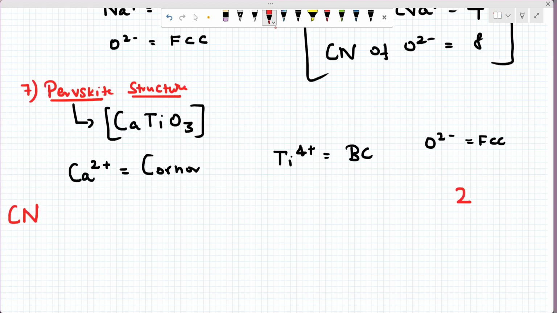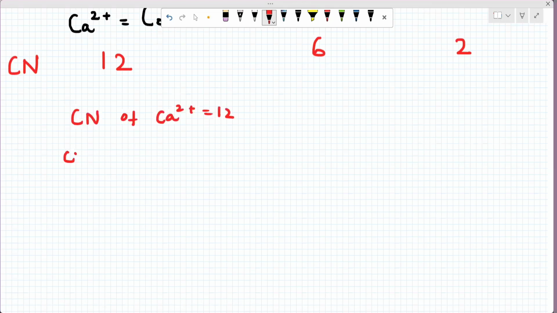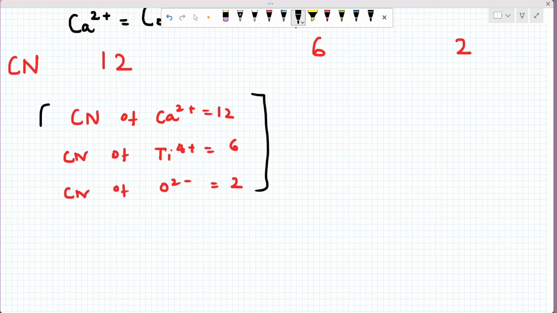Titanium 4 plus is 6, 2 sixes are 12, calcium 12. Oxide O2 minus: 4 plus 2 is 6, 6 into 12. This way you can memorize the perovskite coordination numbers. The coordination number of calcium 2 plus is 12. The coordination number of titanium 4 plus is 6. The coordination number of oxide is equal to 2. This is very important, they will ask questions.